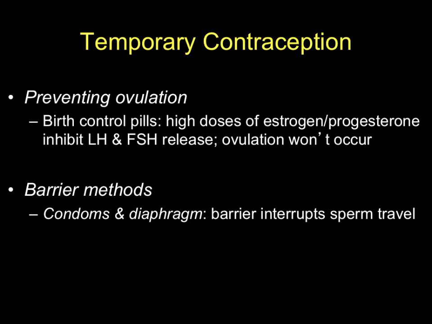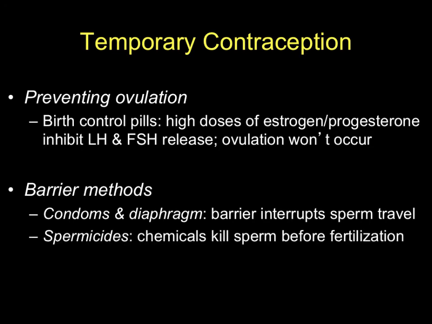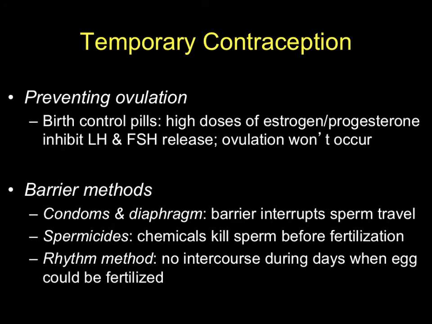So condoms, diaphragms, those kinds of things, interrupt sperm travel, typically also used with some sort of spermicide to physically kill off the sperm cells before fertilization could occur. Probably the best way to get pregnant is to use what's called the rhythm method, which is where a couple would attempt to guess when ovulation might occur, and then avoid intercourse during those times when the egg is actually present and when it could be fertilized.